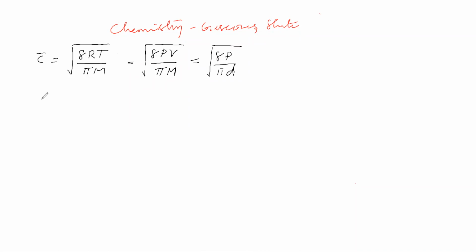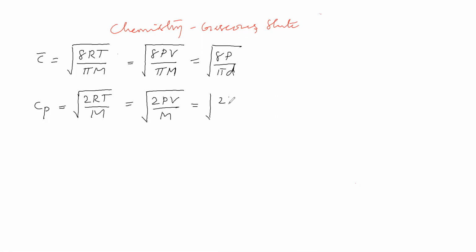Next we will take most probable velocity. Most probable velocity is equal to square root of 2 RT by m. It is also equal to, in the place of RT, let us substitute PV. So we will get 2 PV by m. Next, this V by m we will substitute as 1 by d, 1 by density. So we will get 2 P by d, density. This is for most probable velocity.